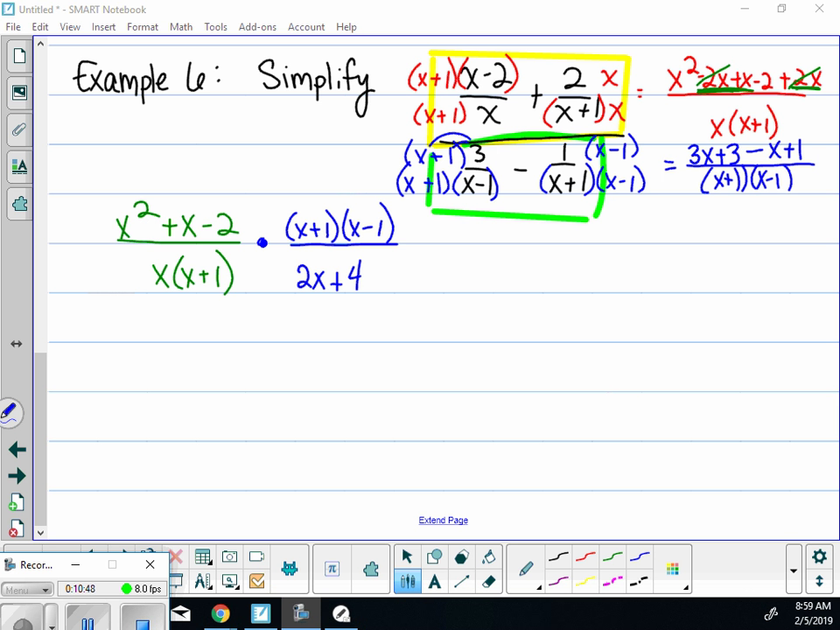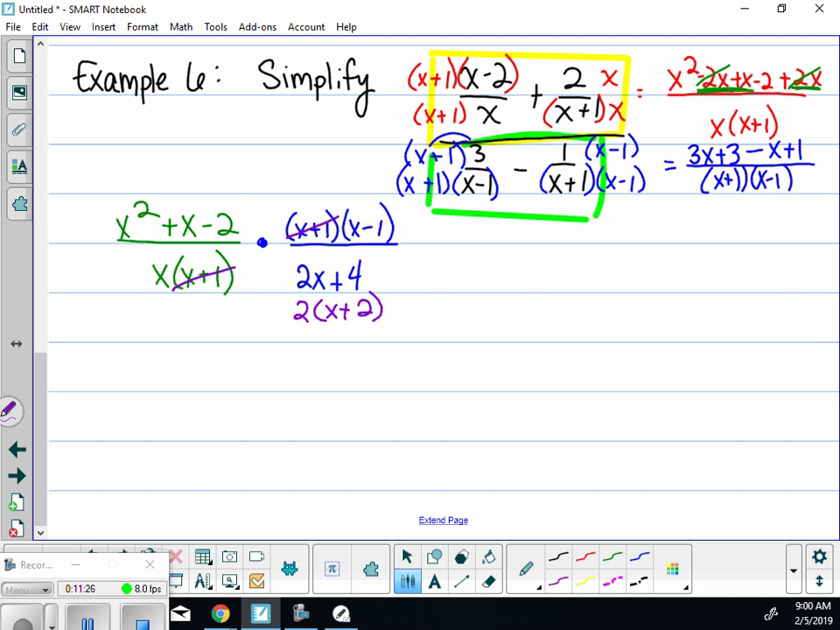So now we're multiplying these fractions together. So we want to look for things that we can cross-reduce, right? So these x plus 1s can cancel. But my 2x plus 4 isn't factored all the way because 2 is divisible by 2 and 4 is divisible by 2. So this can factor into 2 times x plus 2, which may or may not help us, but we might as well factor it.